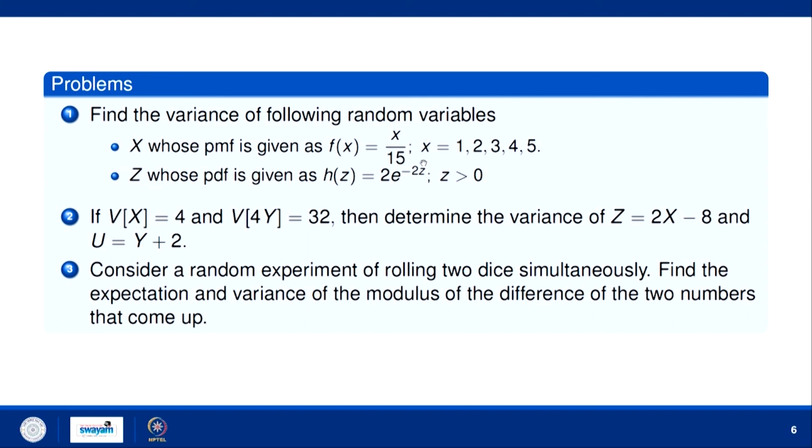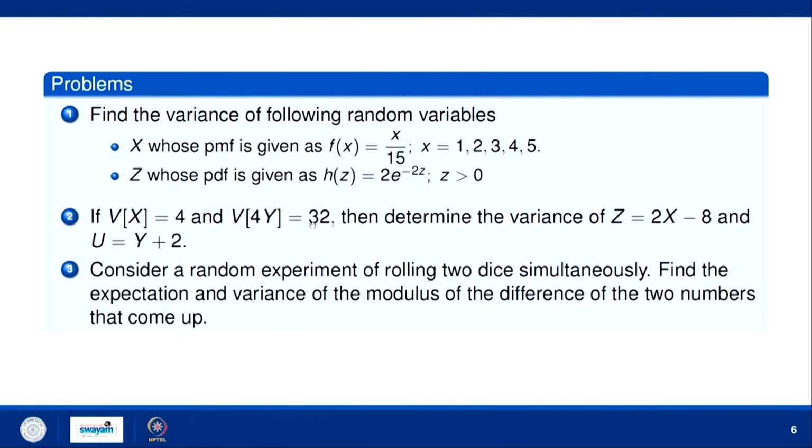Now, another problem is based on the property of variance of x. If variance of x is 4 and variance of 4y is 32, how can you find the variance of 2x minus 8 or the variance of y plus 2? Here, the variance of y plus 2 will be the same as the variance of y. We know that addition or subtraction will not affect the value of the variance.